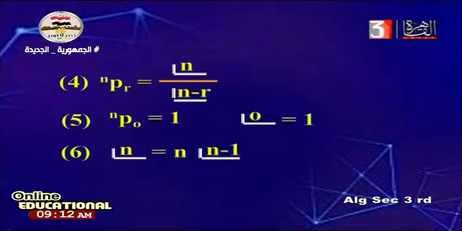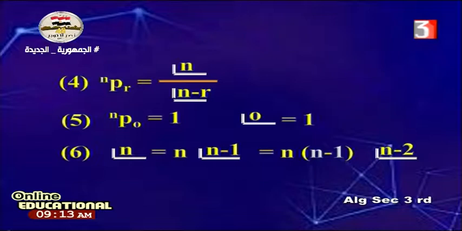Factorial n, we can put in another way, equals n times factorial n minus 1. As examples, factorial 5 is 5 times factorial 4. Factorial 10 is 10 times factorial 9. Factorial 7 is 7 times factorial 6, and so on. Also, we can put factorial n equals n times n minus 1 times factorial n minus 2.